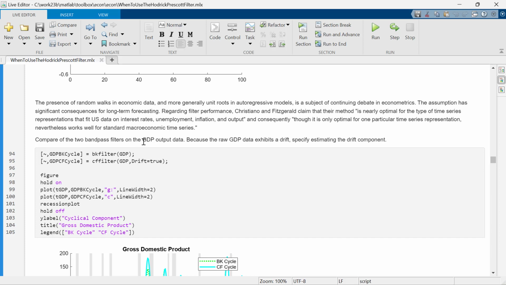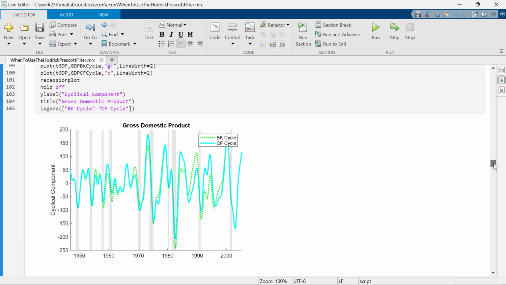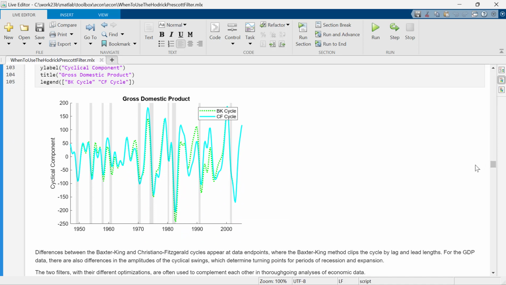And to check that out, we just go back to the empirical GDP data here and compare the BK filter and the CF filter on this data and see that, again, we get similar results, maybe with the CF filter giving slightly higher amplitude excursions in the cycle. And of course, those high amplitude changes in the cycle are typically what are used to date periods of recession and expansion, the beginning and end of them.